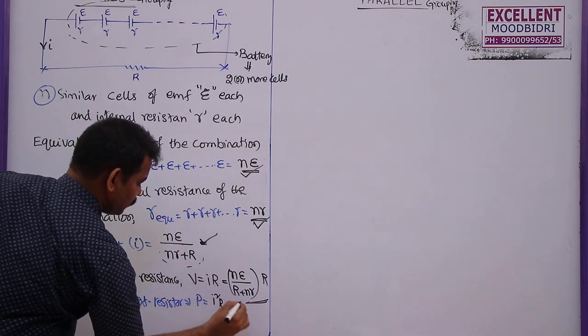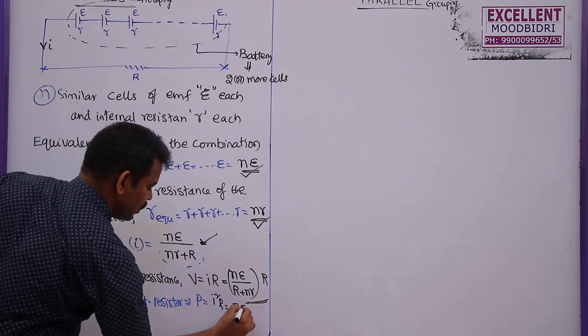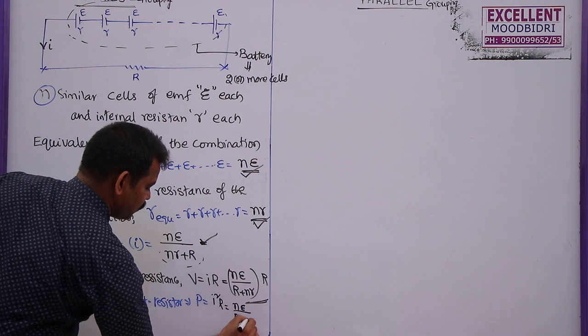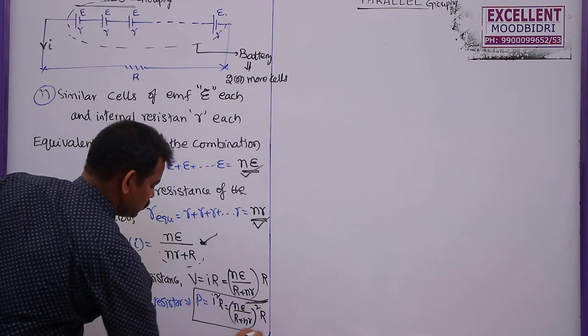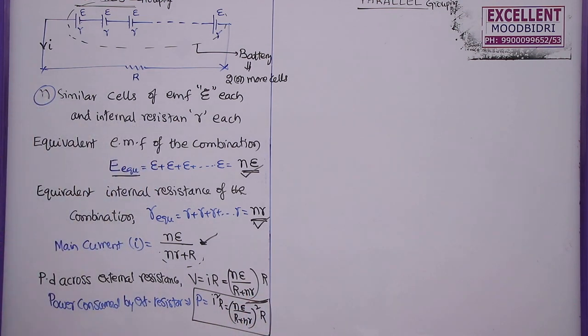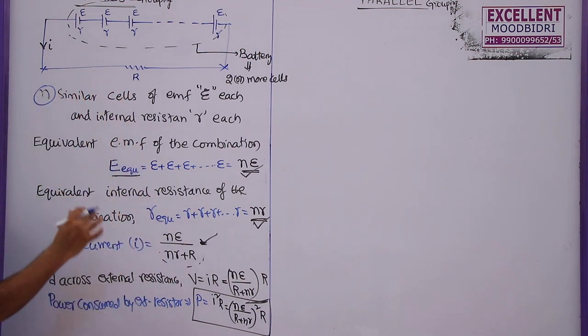This current is nE by nr plus R. So I am going to write nE by (R plus nr), whole square, into R. So this is the power consumed here. But what is the maximum power that can be consumed? When will this circuit consume maximum power?